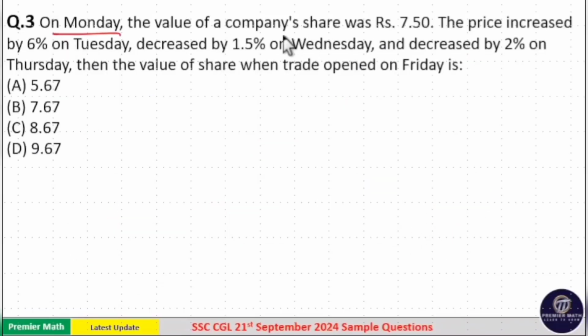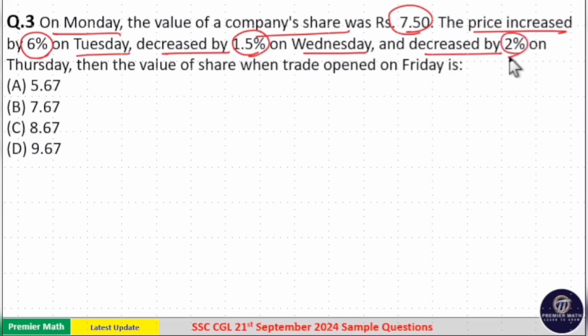On Monday, the value of company's share was rupees 7.5. The price increased by 6% on Tuesday, decreased by 1.5% on Wednesday, and decreased by 2% on Thursday. Then the value of share when trade opened on Friday is, here use A plus B plus AB by 100, or you can directly calculate on 750 instead of 7.5. Then convert it to 7.5.